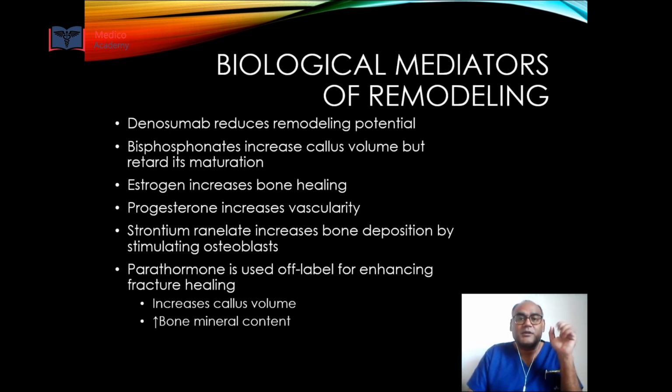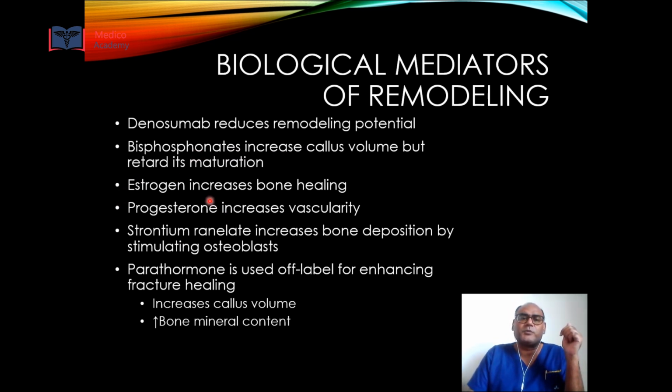What are the biological mediators of remodeling? Lots and lots of drugs are acting during this stage, and we should be knowing that if you give an osteoclast inhibitor like denosumab, it will reduce the remodeling potential. Bisphosphonates also do the same thing, but it has been seen that when you institute bisphosphonates with fracture, there is increased callus volume. Although the callus volume is much more, we have discussed that this callus or the bone that has formed is immature and woven bone. This is not what we want. We want a mature bone formation. So we should try to restrict even the bisphosphonates during this stage.